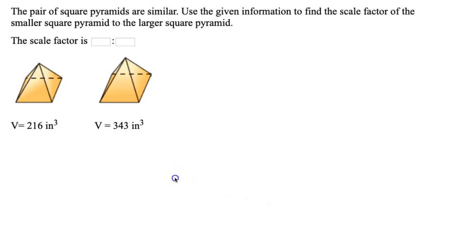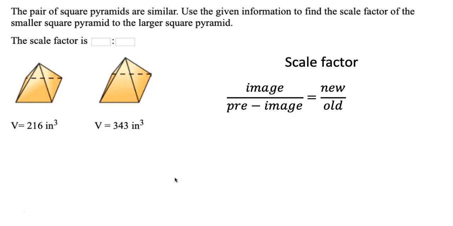So in this problem, we are looking for the scale factor, and we have to set up a ratio of the image, which is the larger one, over the pre-image. We can also remember it as new over old. So we set up the ratio as 343 over 216.